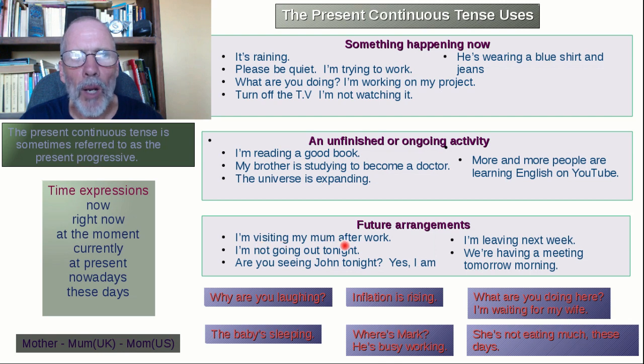I'm visiting my mum after work. This means sometime in the future after I finish work, and I'm using the present continuous. This is a typical example of an arrangement. Arrangements, not always, but often involve people. I'm not going out tonight. Negative, something I'm not going to do in the future. Again, using the present continuous.